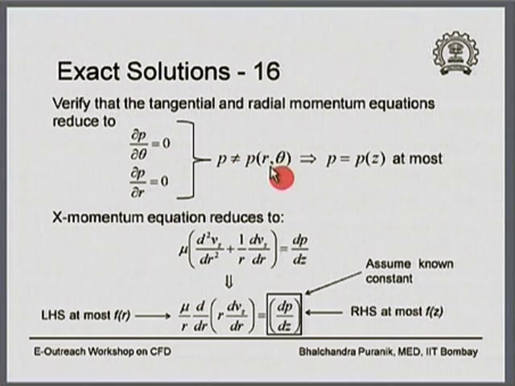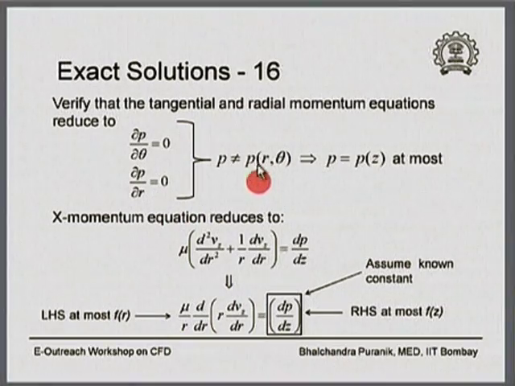If it is not going to be a function of r and theta, the only possibility is that it is going to be a function of z. So, that is what the conclusion will be. I hope you understood what I meant. Go to those two momentum equations, simplify terms according to our assumptions and the intermediate results, and you will see that p is only a function of z.